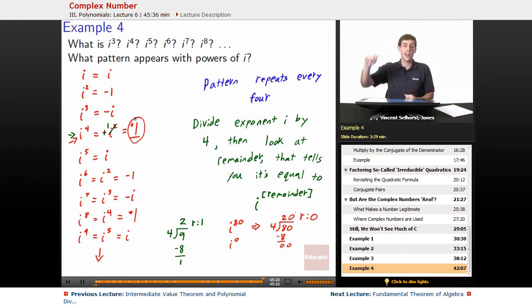All right, great. We'll see you at Educator.com later, and we'll finally see how complex numbers tell us something about polynomials more than just quadratics. We'll see how they're deeply connected to everything that we've been talking about. It'll be so deep, it's called the fundamental theorem of algebra.